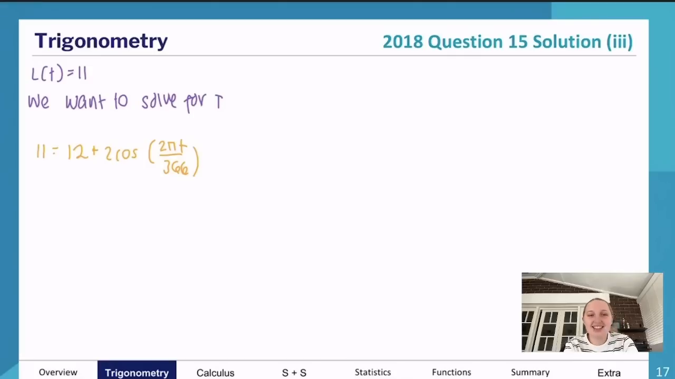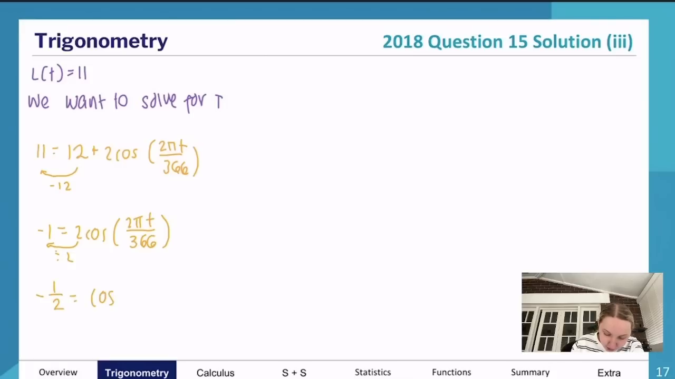Okay, and so then this is where we are now trying to solve for t, okay? First thing we want to do is minus this 12 across. So we do minus 12 on both sides, and we're going to get minus 1 is equal to 2 cos 2 pi t on 366, right? And then another easy thing that we can do is to take this 2 across, divide it, so then we're going to get negative 1/2 is equal to cos of 2 pi t on 366.